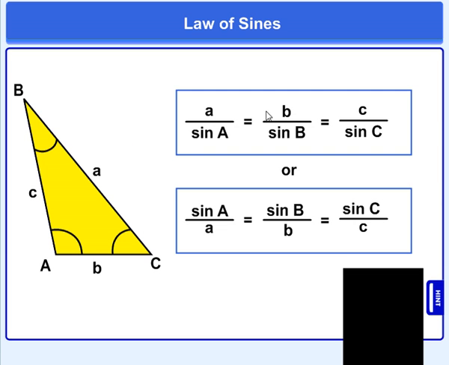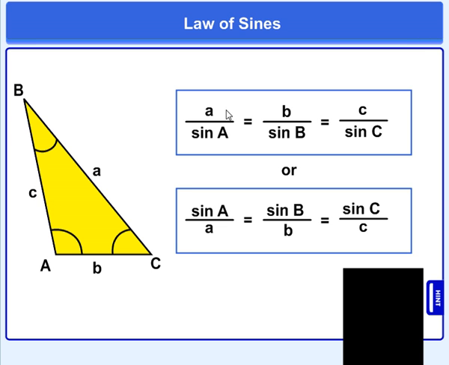And notice the only difference between this block here and this block is just that they're flipped upside down. They're reciprocals of each other, and that's totally normal. The uppercase letters stand for angles, and the lowercase letters stand for the sides across from those angles. So angle A is across from side A. Angle B is across from side B. Angle C is across from side C.